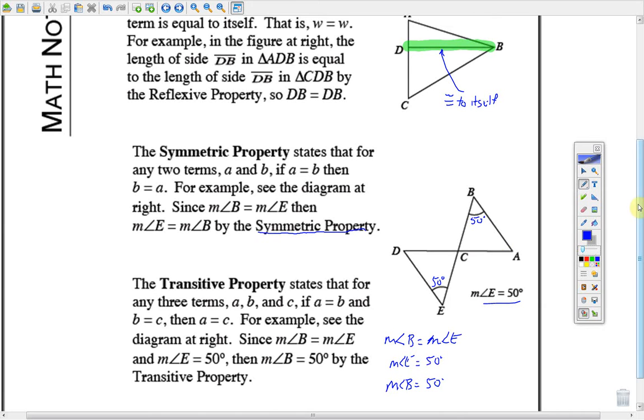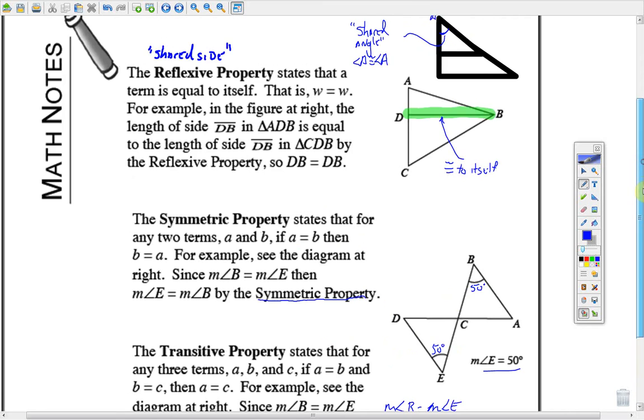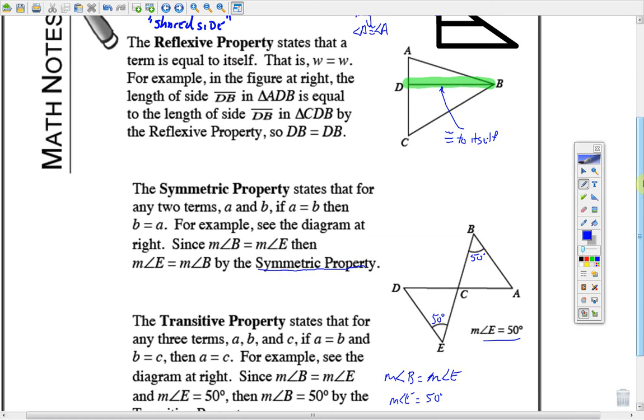Okay, that is it. These are just three properties that are handy to keep in your mind when you're writing triangle proofs.